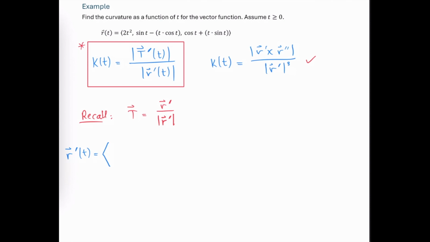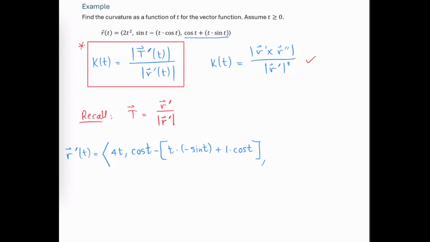The derivative of the first component is just going to be 4t. The derivative of this next component is going to be the derivative of sine, which is cosine, and then we're going to subtract the derivative of this product, which is the first times the derivative of the second, the derivative of cosine is minus sine, plus the derivative of the first times the second, and that completes the product rule and completes the derivative of the second component.